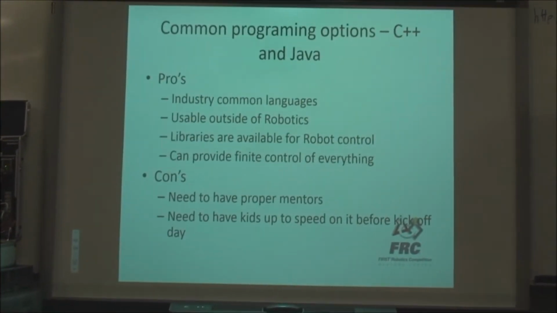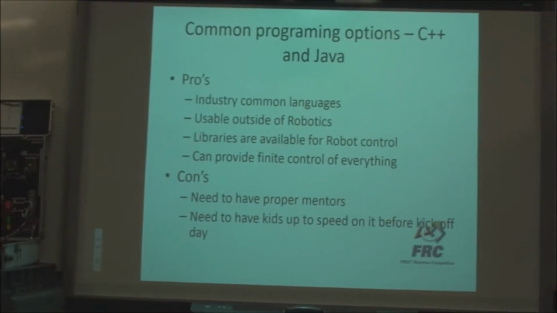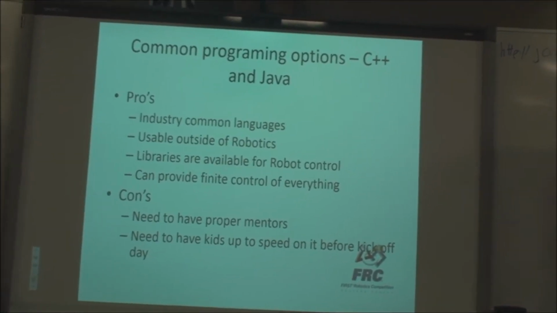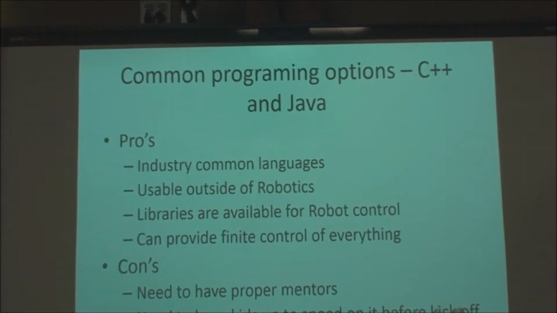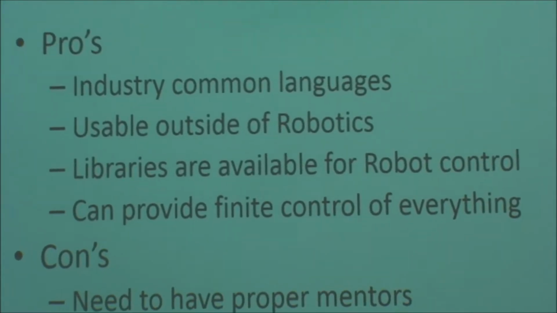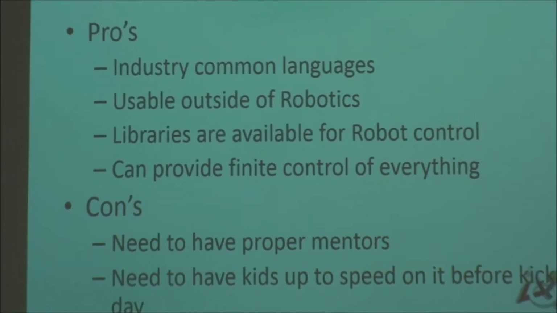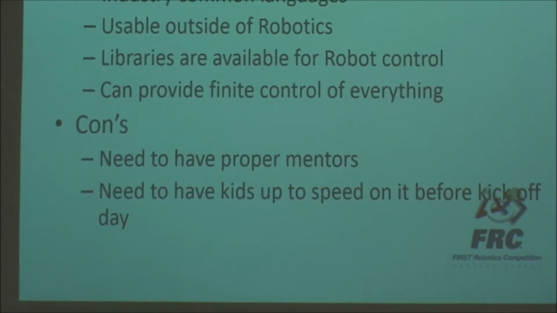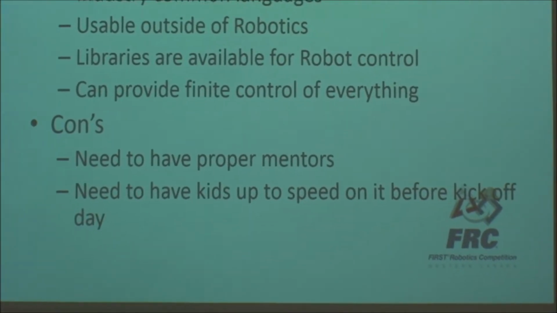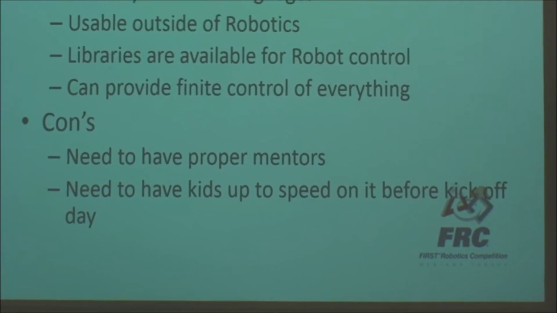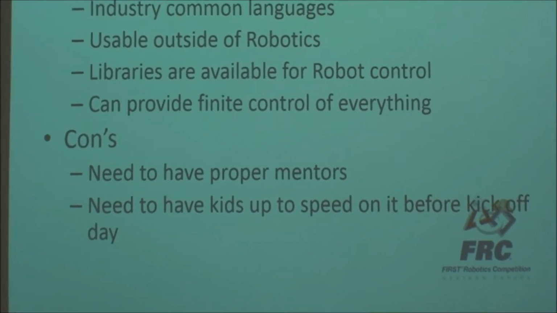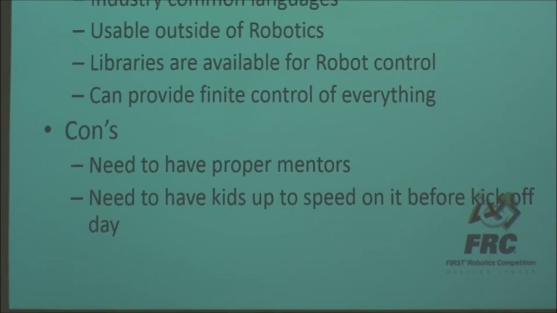C++ and Java, I put them both in the same thing. They're industry common languages. They're used everywhere. I run an IT team for an oil and gas company downtown. We use a lot of Java and a lot of C++, so it's essentially everywhere. Usable outside. What we use for Java for FIRST Robotics is really a very simplified version of Java. A lot of your controls are in the libraries that you download from FIRST.